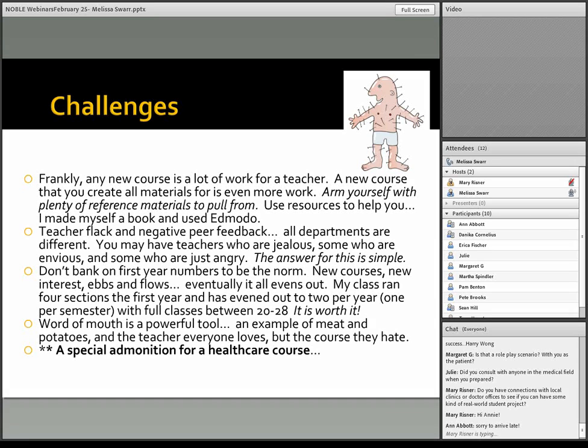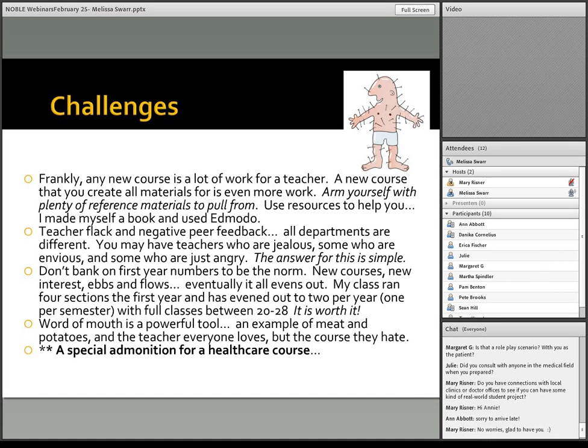The other thing is just first year numbers will be higher, and then after that it sort of evens out. So my classes are still pretty large. They wouldn't be on the chopping block for only having 6 or 8 students and possibly being cut.